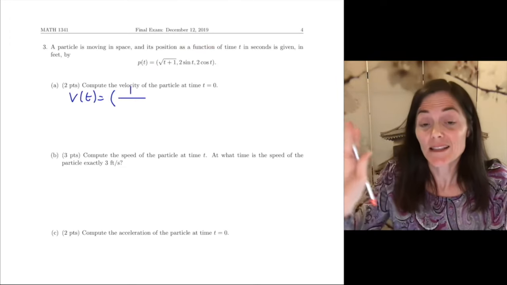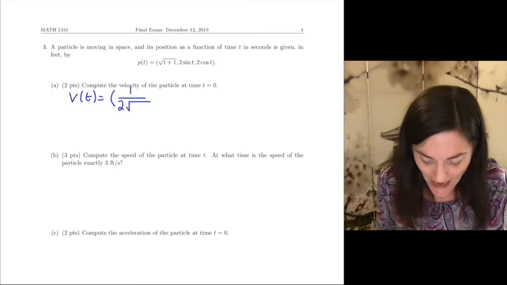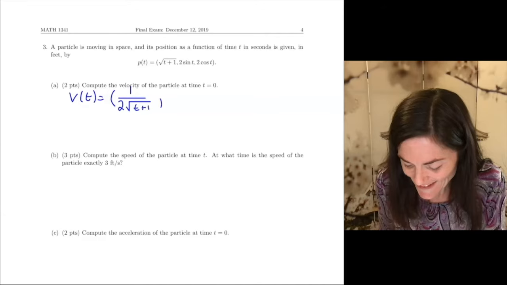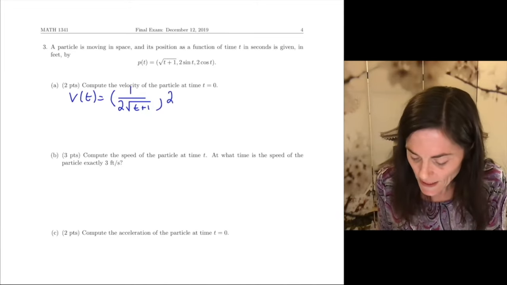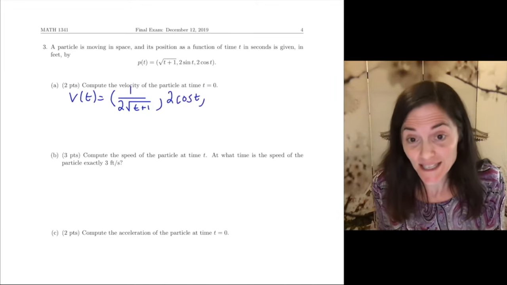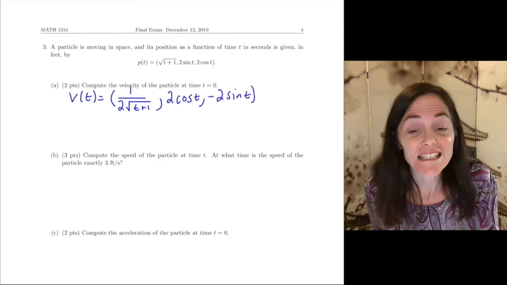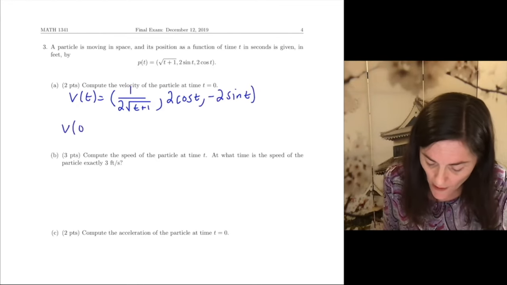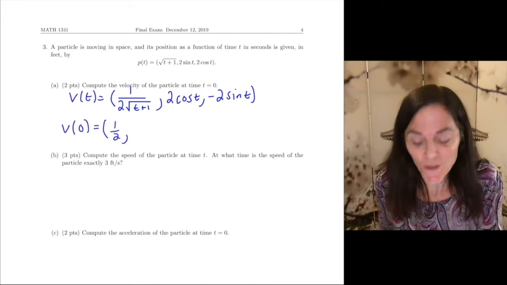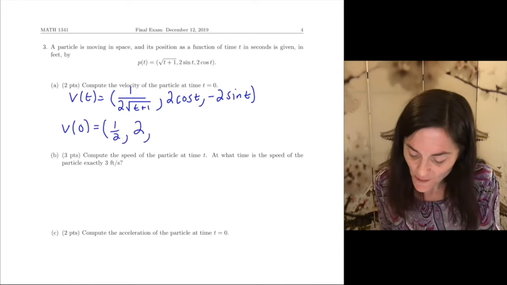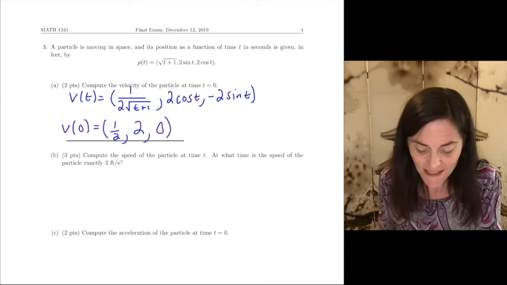is a square root. This would be 1/2. Well, it would be t plus 1 to the minus 1/2, which is 1 over 2 square root t plus 1. Derivative of the inside function is just 1. Now you differentiate 2 sine, we get 2 cosine t, and differentiate 2 cosine, we get minus 2 sine. This is the velocity as a function. Now we want to evaluate at 0. At 0, we have 1/2. The cosine of 0 is 1, and the sine of 0 is 0. So this is our answer for part A, the velocity at time t equals 0.